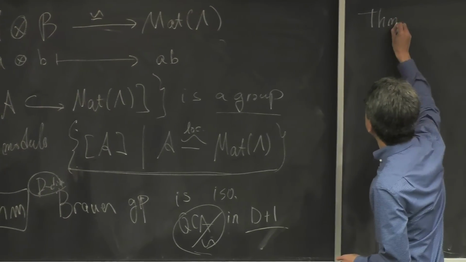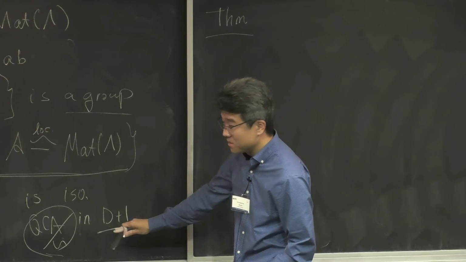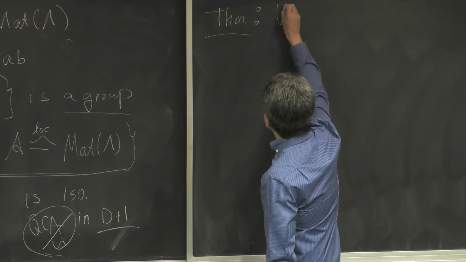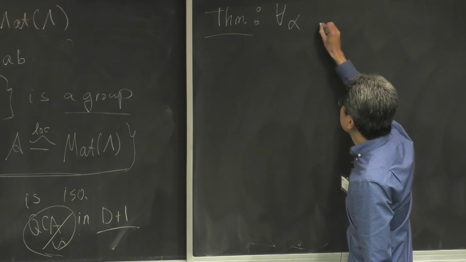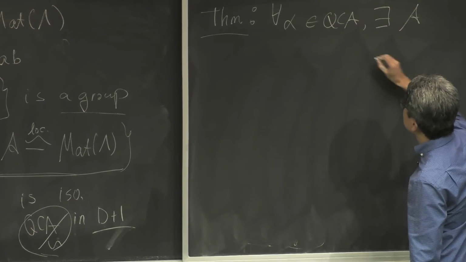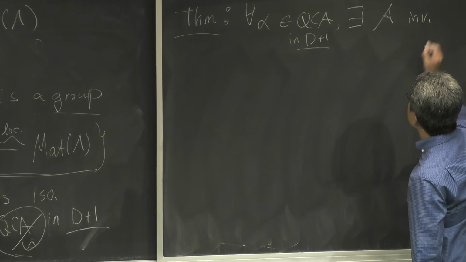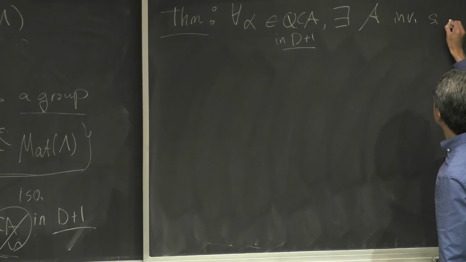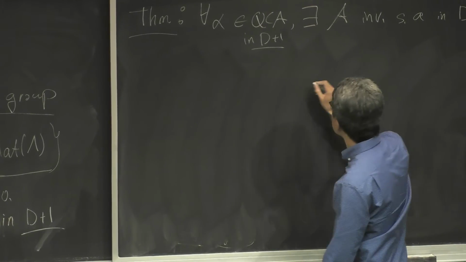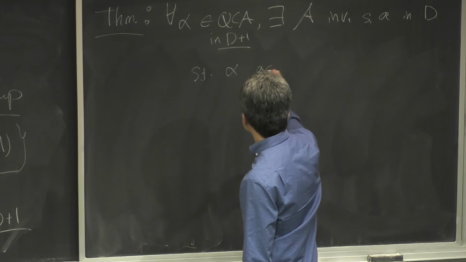Another theorem, a byproduct from this proof, is that for every QCA alpha, there is an invertible subalgebra in D dimension such that alpha acts like this.